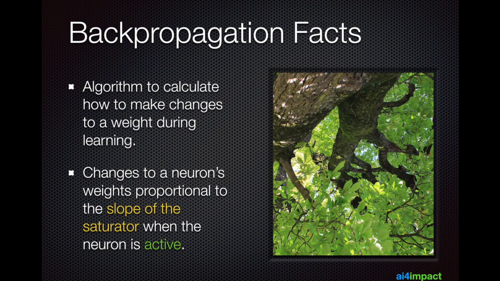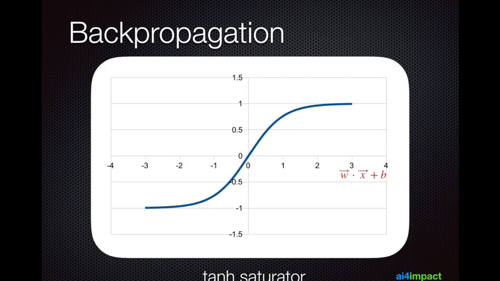To go further, you need to understand a couple of facts about the backpropagation algorithm we use to train our neural networks. You already know it is the algorithm we use to calculate changes in the weights along with gradient descent. Now, the key fact is that the changes to the neuron's weights are proportional to the slope of the saturator you use when that neuron is active. The horizontal axis is the input into the saturator. In this case, we have a hyperbolic tangent saturator, and the vertical axis is simply the hyperbolic tangent value of the inner product.